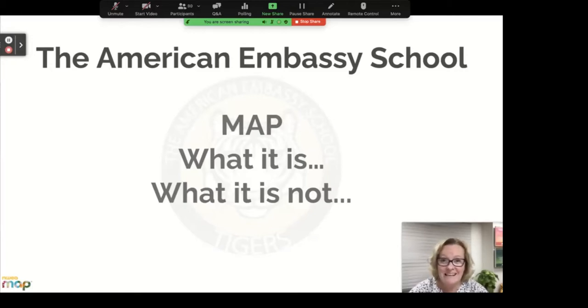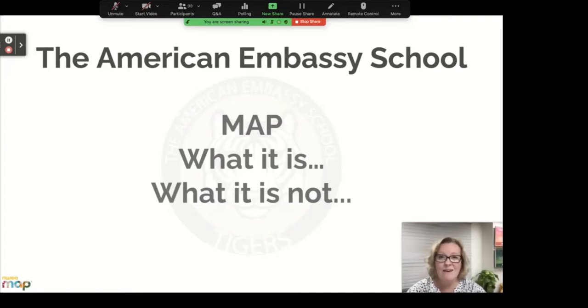Now, AES has been giving the MAP assessment since 2011, so this is not something that is new. But what is new is that about a year ago, January, February, March, the world was thrown into a bit of havoc and COVID entered our lives. We made the decision not to give the MAP assessment at the end of last school year, and not to give the MAP assessment at the beginning of this school year.